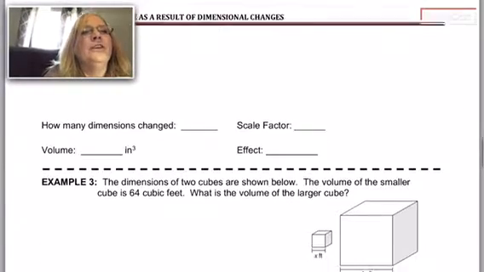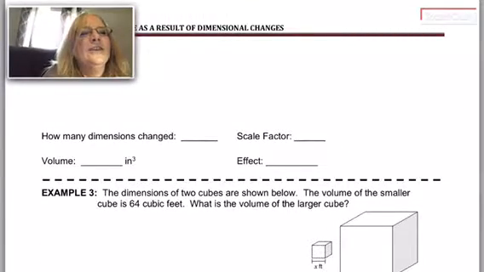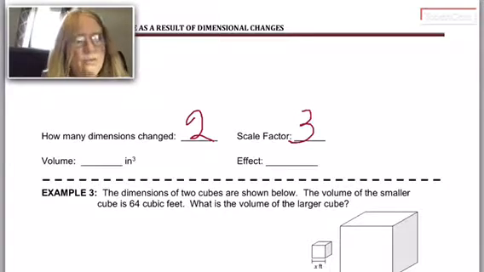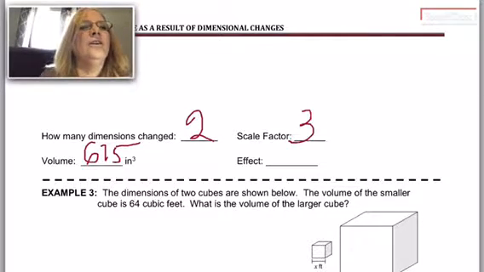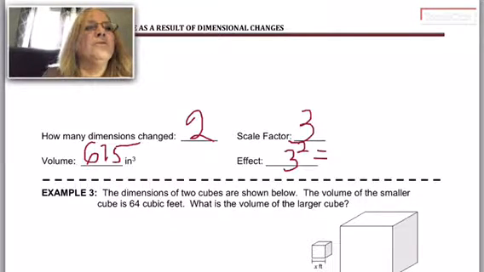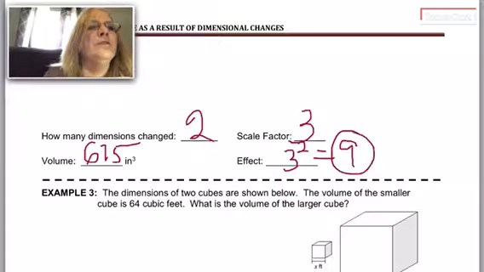So if we move down here, I can fill this in. So the number of dimensions that changed was 2. The scale factor was 3. So our new volume was 675. And that was the effect of multiplying by the scale factor 3 to the power of 2, which was the same as multiplying by 9.